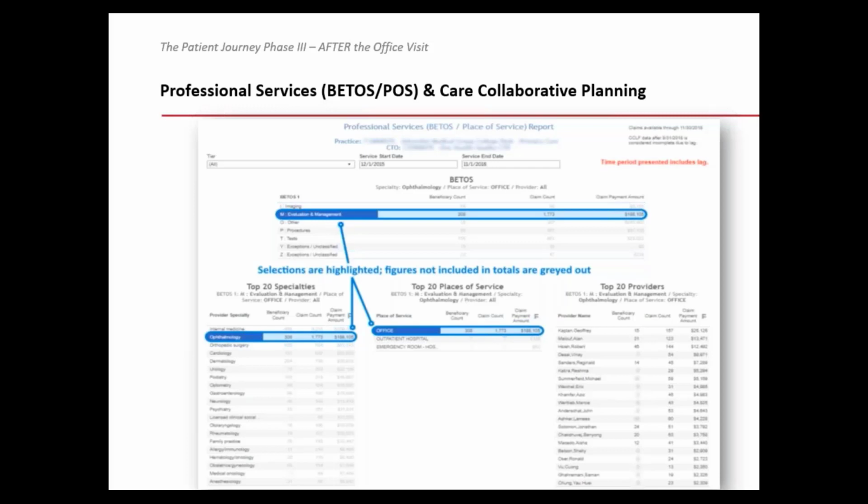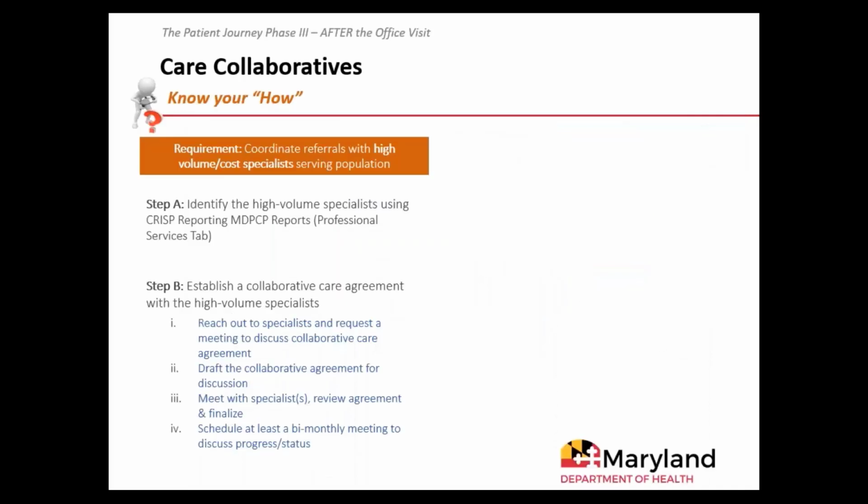And you can see your cardiologist, orthopedists, neurologists, and all whatnot. So when you identify the specialists that have the highest volume of your patients referred to them, you can establish a care collaborative. And in the next slide, we'll talk about that.